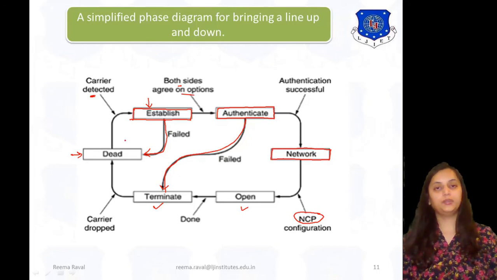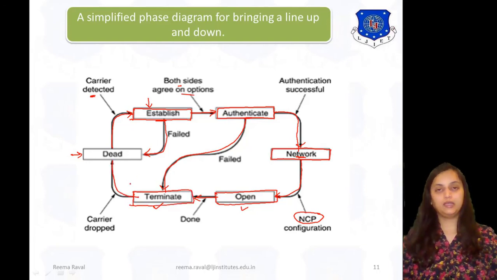Okay, so this is the complete phase diagram where first it will be the dead state, then established state, then authenticate state, then after that network assigning state, then open, that means opening of the channel available for transmission, then terminate. After the termination state, the carrier is dropped, which will again lead to the dead state. Okay. So I hope this is clear to you now.